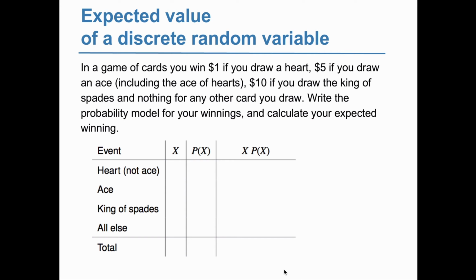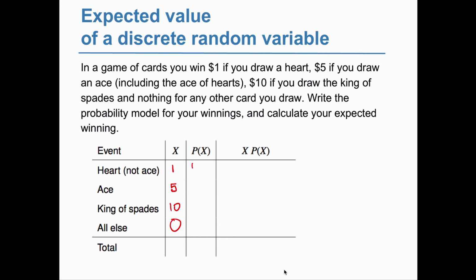In a game of cards, you win $1 if you draw a heart, $5 if you draw an ace, including the ace of hearts, $10 if you draw the king of spades, and nothing for any other cards you draw. Write the probability model for your winnings and calculate your expected winning. So for a heart, you win $1. For an ace, you win $5, $10 for the king of spades, everything else is a 0.